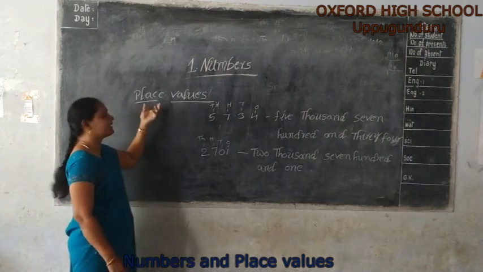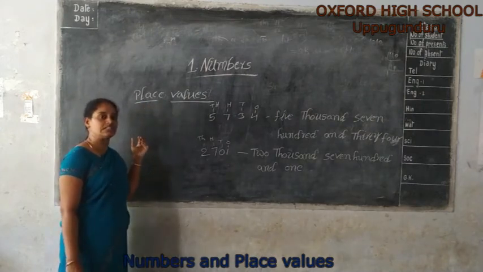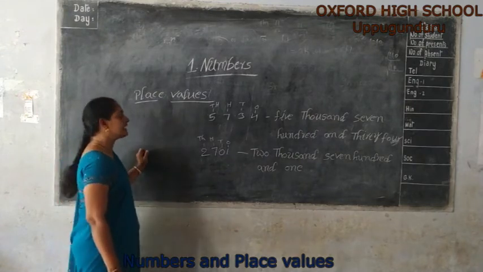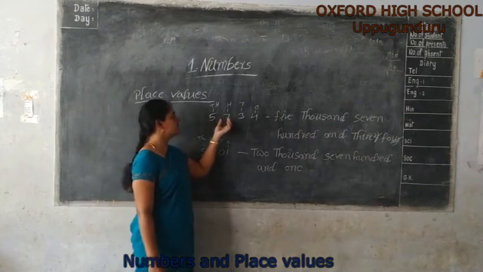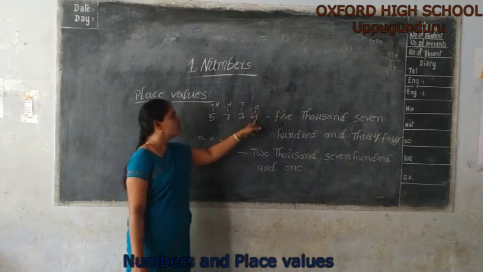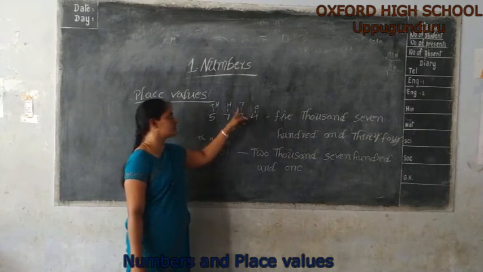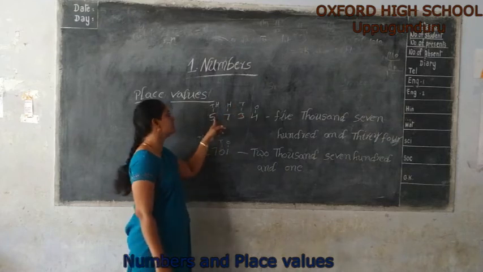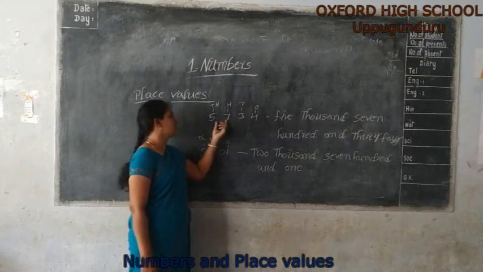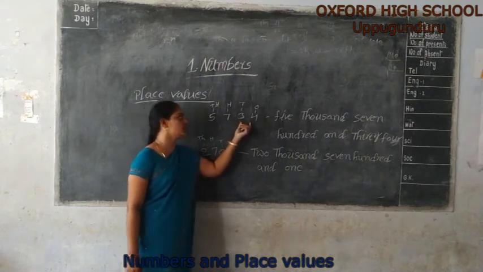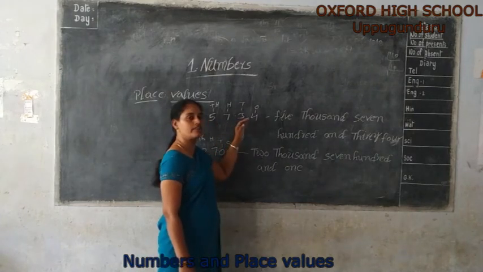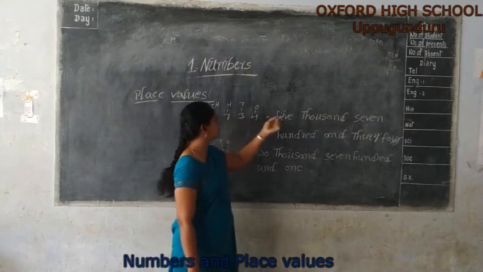Once again, these are place values. The position of a digit in a number gives its place value. We will take some digits: 5734. Now 4 is in the 1's place, 3 is in the 10's place, 7 is in the 100's place, 5 is in the 1000's place. Now read the value 5734 and write the number name.